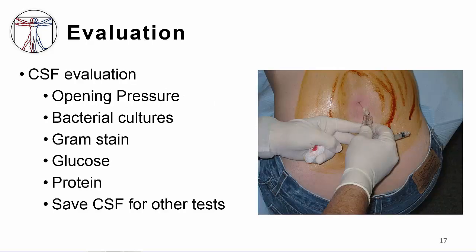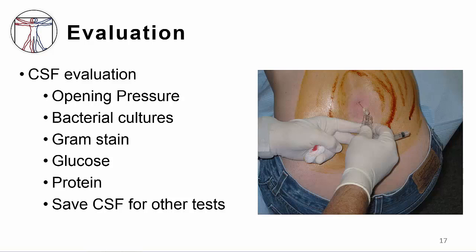The standard evaluation we do is determining the opening pressure to find out if the infection is causing increased intracranial pressure, which can damage brain tissue. Bacterial cultures and gram stains to modify therapy quickly. The combination of glucose and protein, which will change with inflammation and can give clues to the diagnosis early on. And always save an extra tube of CSF for more studies.